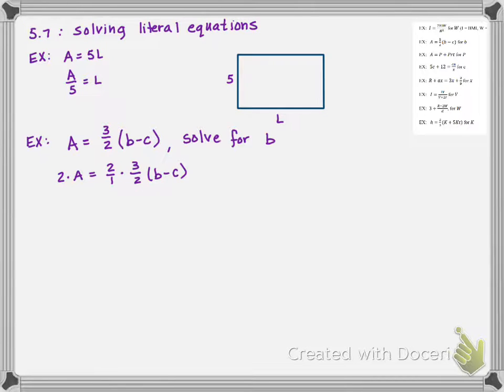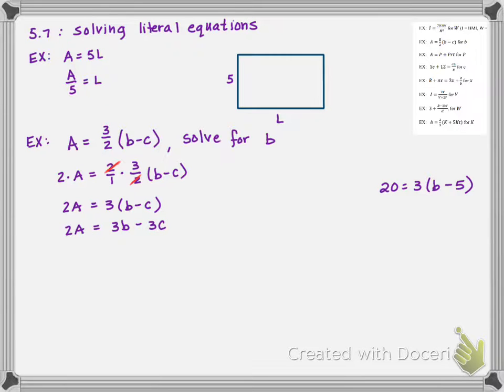So then this guy just cancels the 2. And we end up with 2A equals 3 times B minus C. So now the process for solving for B is exactly the same as it would be if I had something like 20 equals 3 times B minus 5. Right? Like if everything else was a number, I would distribute the 3, like over here, that's the first thing I'd do. So same exact thing here. 2A equals 3B minus 3C.